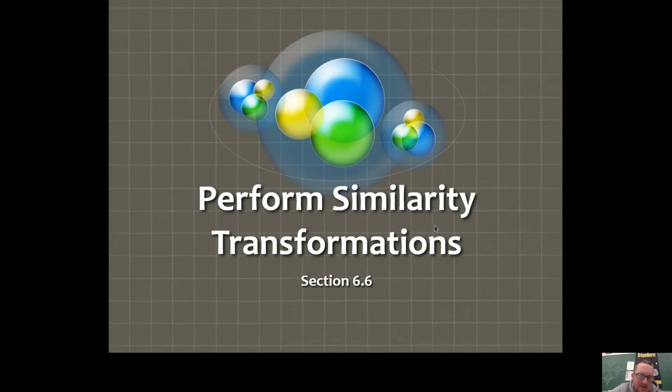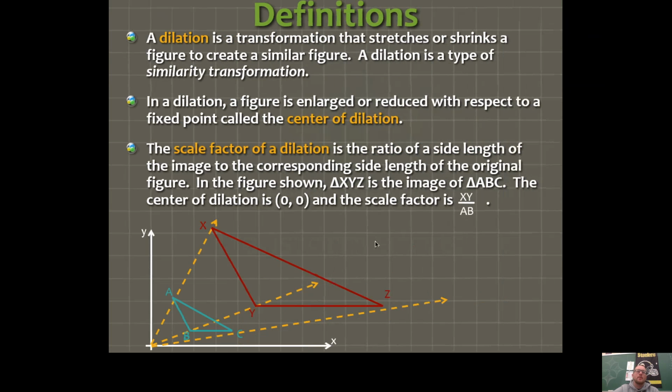This is section 6.6. We're going to perform similarity transformations. A dilation is a transformation that stretches or shrinks a figure to create a similar figure. A dilation is a type of similarity transformation.